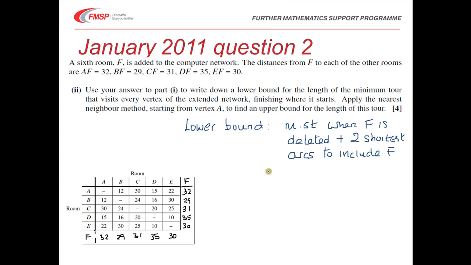So that means it's going to be the 57, which we found as the minimum spanning tree, and we then want to just look up in our table here and see that the two shortest arcs are going to be 29 plus 30. So our lower bound is going to be all of that, which is 116 meters. So that was our lower bound.